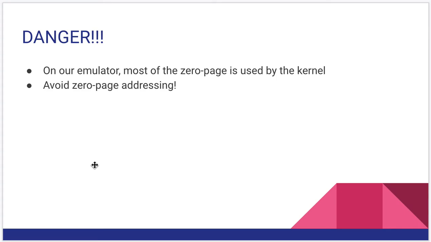I've told you all that, and now I'm going to tell you don't use it. So we're going to use the zero page for something later, but in general, we're going to avoid using zero page addressing in our code. The reason is on the Commodore 64, all but about 4 or 5, I can't remember, bytes of the zero page are taken up with the C64's kernel. And we don't really want to overwrite that stuff.